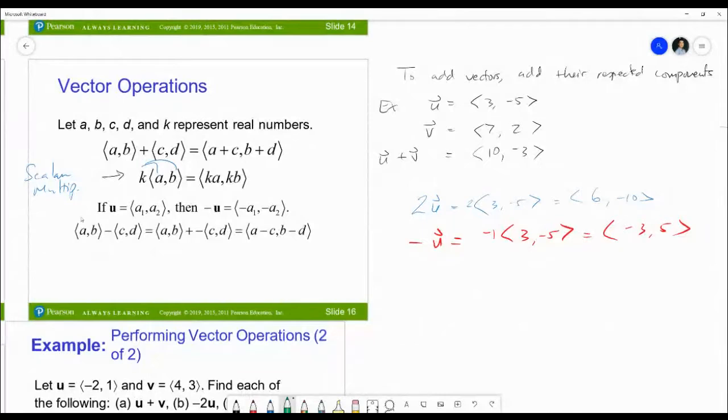All right, so if you want to subtract two vectors, all you have to do is distribute the negative and then add them. So you can just subtract like you normally do. I want to do vector u minus vector v, so you just subtract these two. So 3 minus 7, negative 5 minus 2. So I get negative 4 and negative 7.